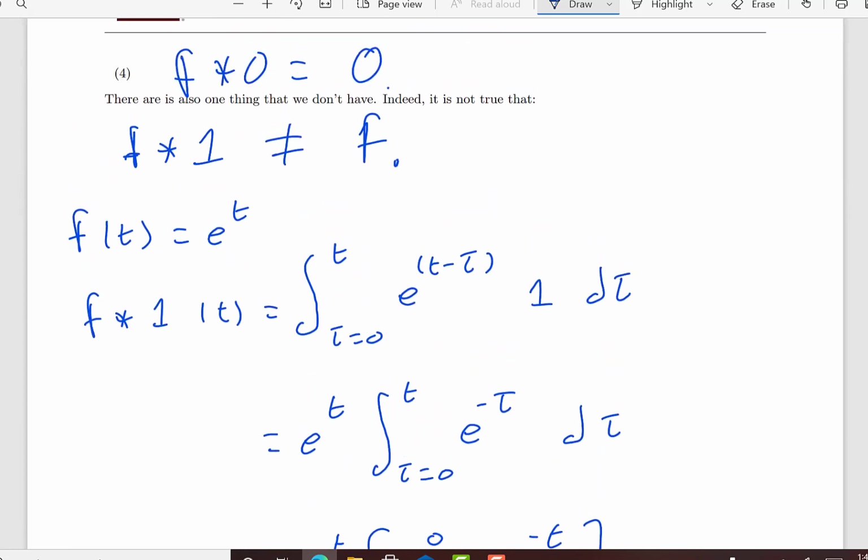In other words, we do not have one of the identities we want. One of the identities we would want would be for f convolved with 1 to be equal to f. But for now, that's all I want to say about convolution, just a definition and some general properties about it.